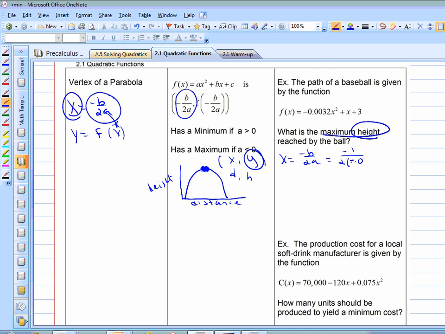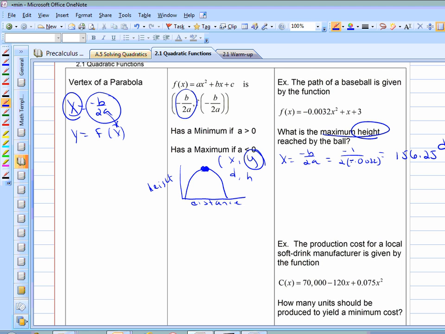negative 0.0032. And when we multiply that out, we would get 156.25. Okay, now that would be the distance from home plate. Well, I can't write well tonight. Let's see. There we go. This would be the distance from home plate.